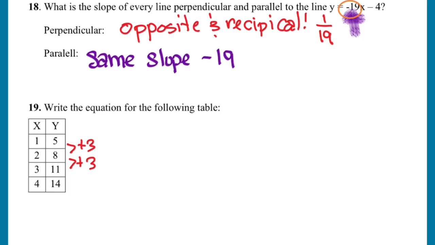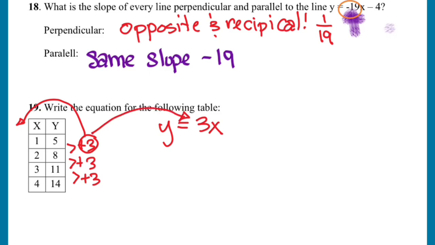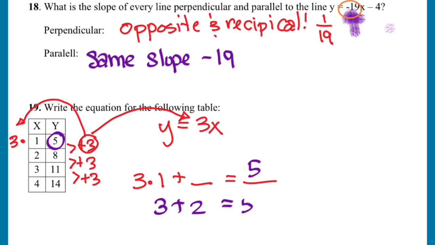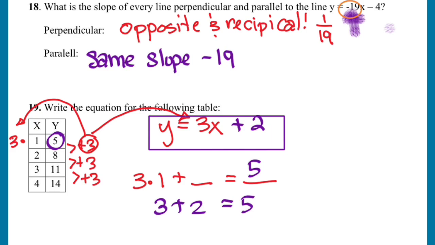On 19, we have to see the equation of the line. So first I have to see what it goes up by consistently on the y-axis, and I see it goes up by 3. I would then multiply that on the other side to see what my y-intercept is going to be. So I put in it's 3x times something times 1 will equal 5. So I substitute it in, and I see it's 2. So I know that my y-intercept will be 2.